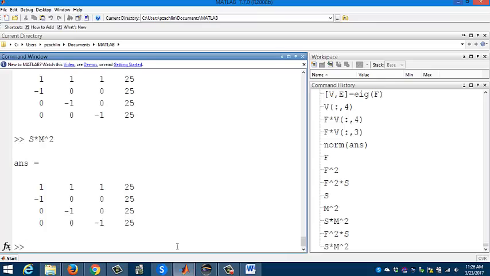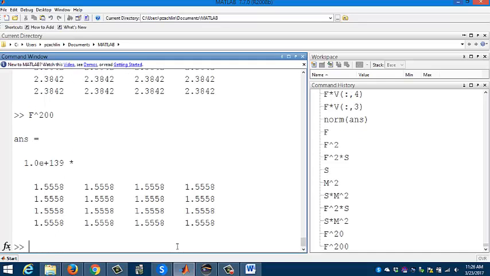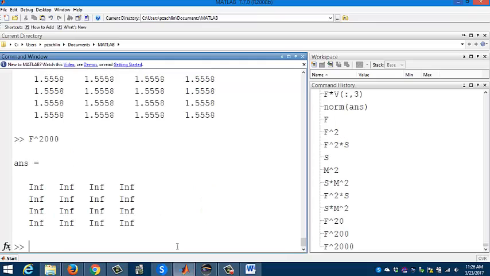Suppose that F is a matrix that you want to... Remember how it represents a linear transformation? Suppose that you want to apply a linear transformation over and over and over again to something. So maybe we want to do F to the 20th power. Well, again, it did it very quickly. Okay, all right. What if you want to do F to the 200th power? Oh, be careful, Paul. Okay. I'll push it. Ah, too bad. It knew it's in trouble.